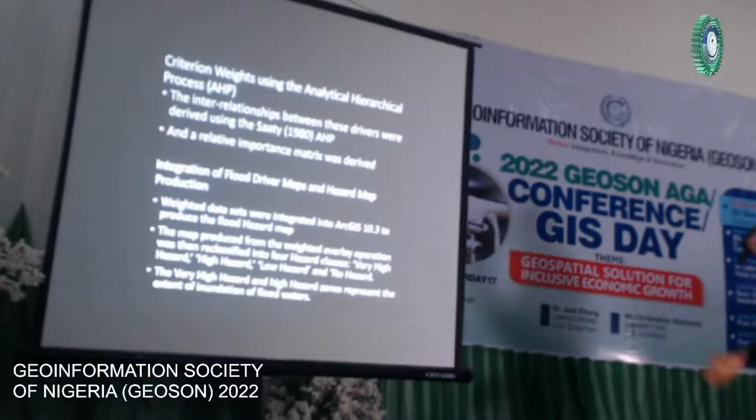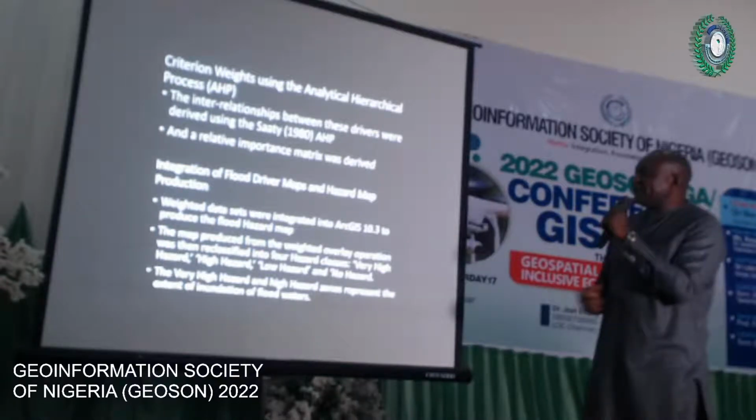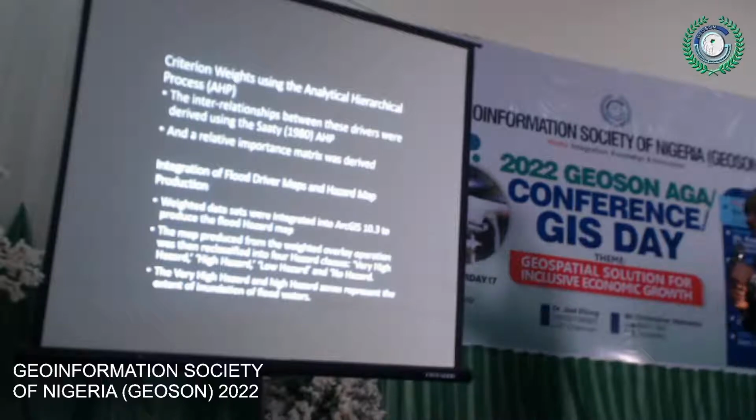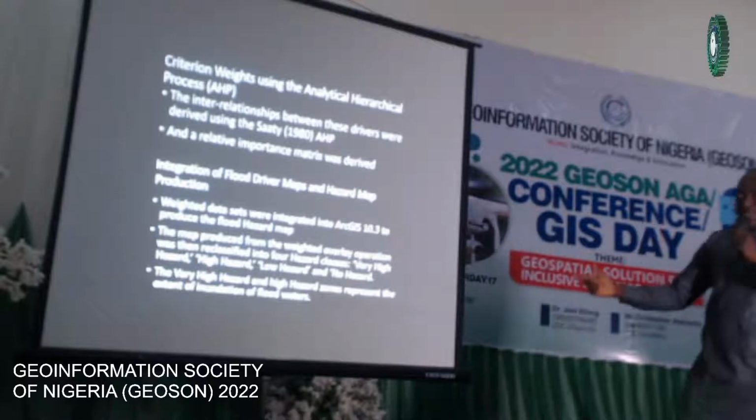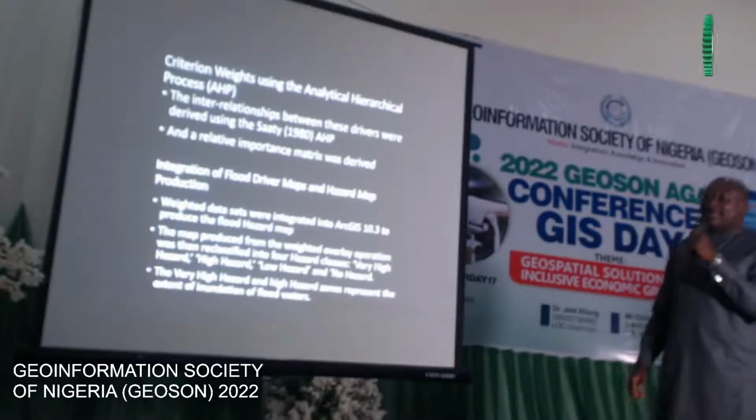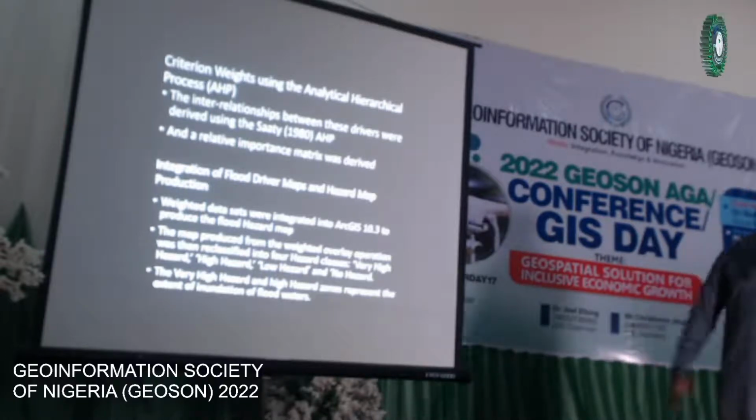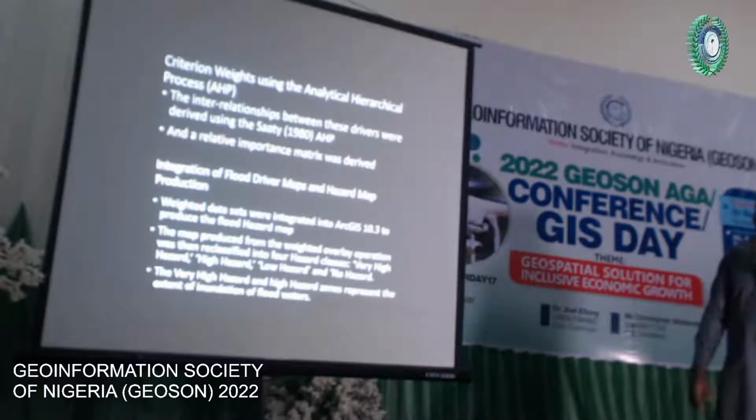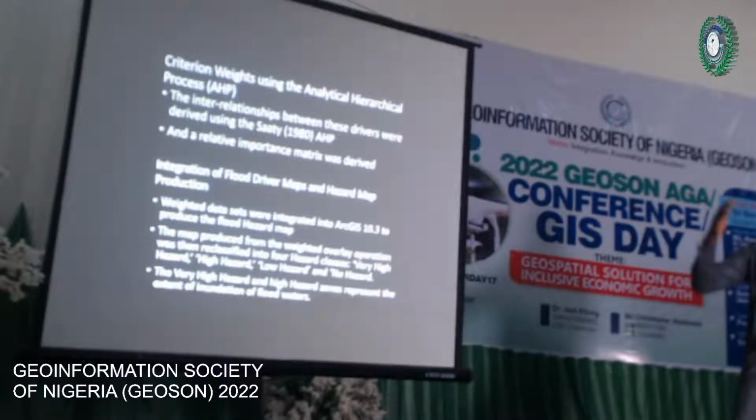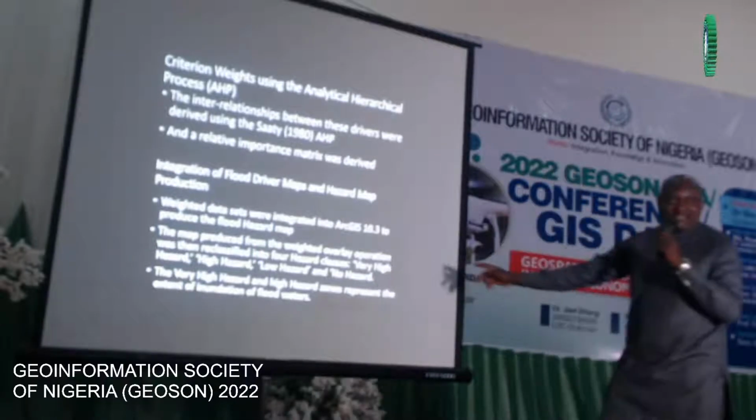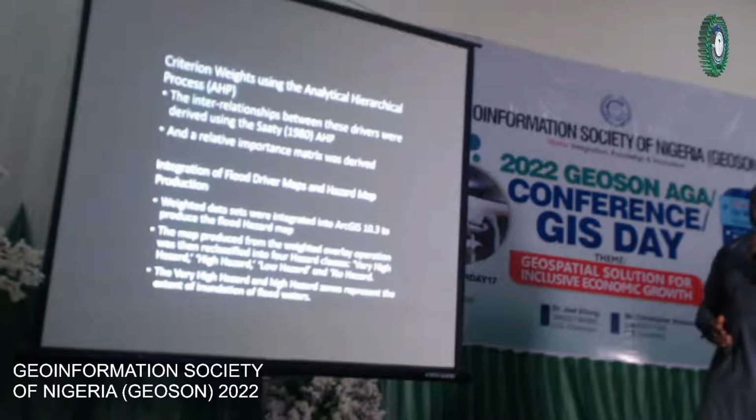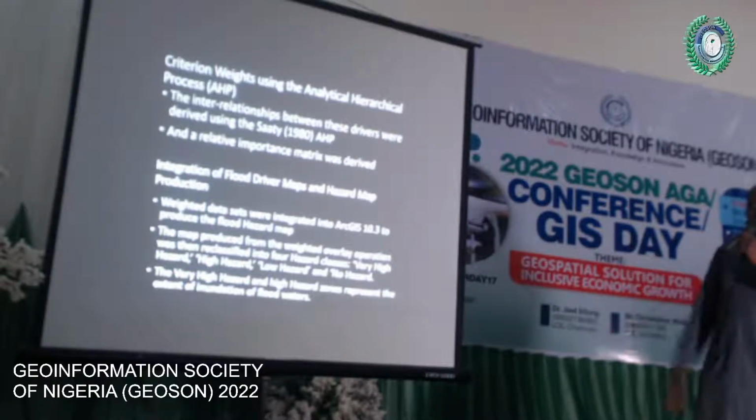Integration of flood driver map and hazard map production. Weighted data sets were integrated into ArcGIS 10.3 to produce the flood hazard map. The map produced from the weighted overlay operation was then reclassified into 4 hazard classes: the very high hazard, the high hazard, the low hazard, and the no hazard zone. So from the 9 classification, it was further reclassified to these 4 classes of hazard so that we can be able to see which area is more affected. Let's go on.